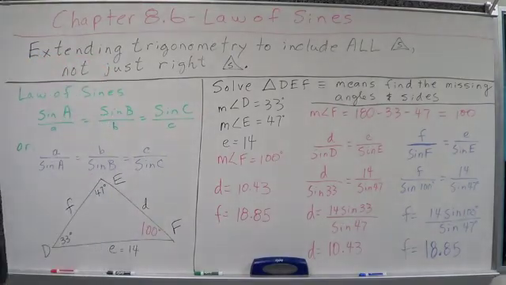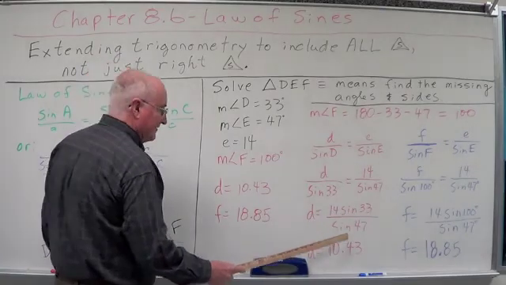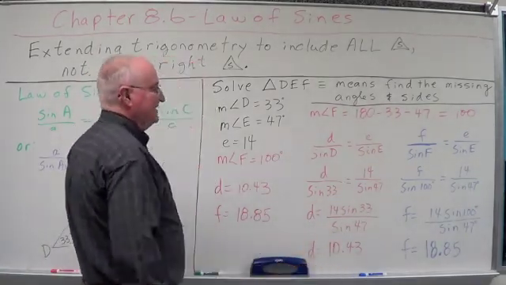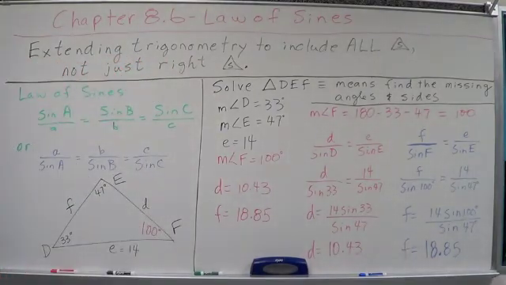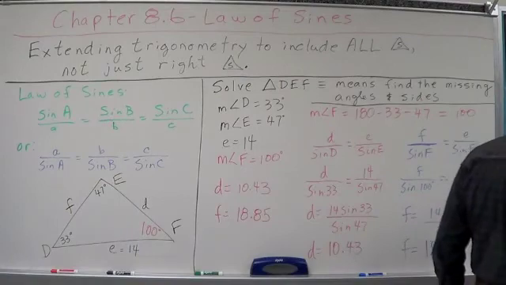We do that math: 14 times the sine of 33, multiply that, and divide it by the sine of 47. We find out that d actually equals 10.43, whatever that measurement is in units of measure. So we've now found what d is. Let's go over here and find f.